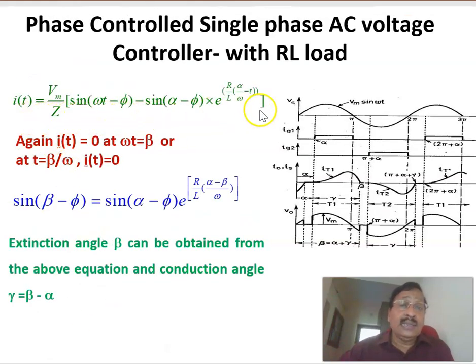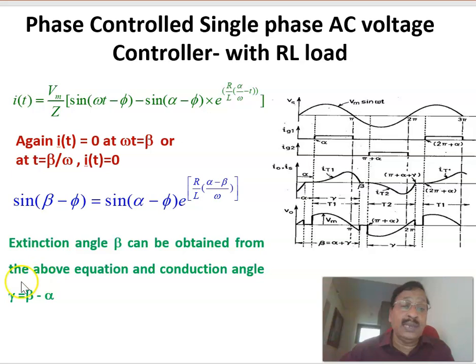Again, we have seen the current equation. When i_T equals 0, that is, the current is decaying to 0 at angle beta. This is called the extinction angle beta. That can also be found by solving this equation, that is, at omega t equal to beta, or t equal to beta by omega, substitute this equal to 0. Then you get sine beta minus phi equal to sine alpha minus phi into e raised to minus R by L into alpha minus beta divided by omega. From this equation, we can solve for the extinction angle beta.